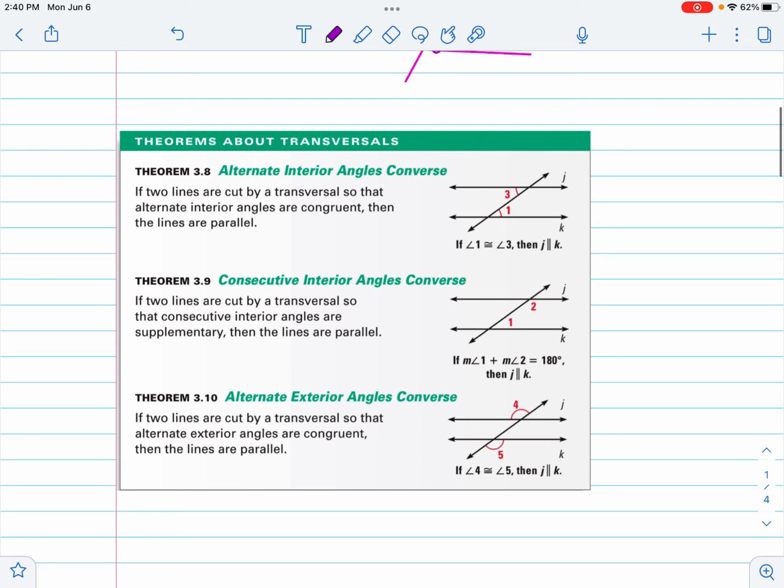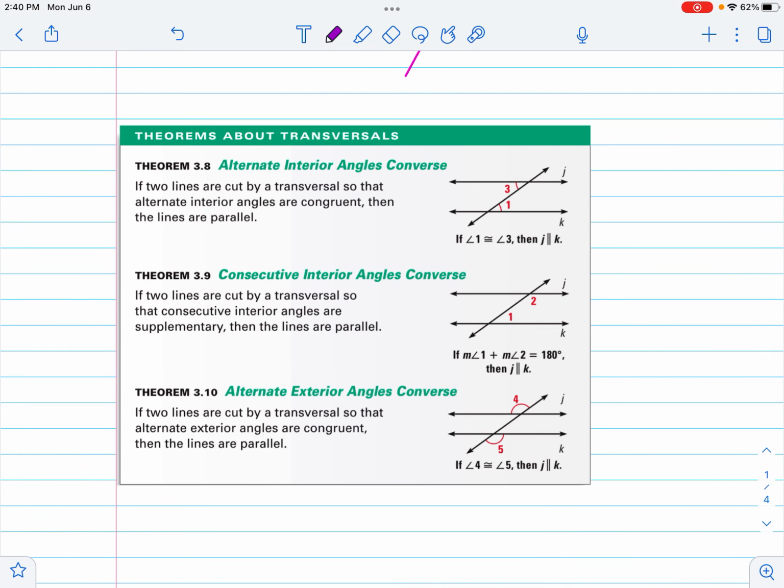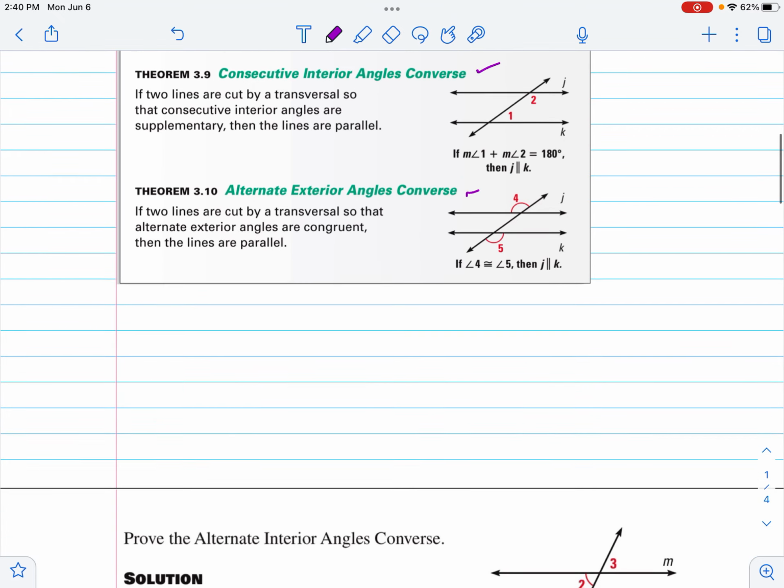Now there are some other theorems here for the converses. Alternate interior angle converse says if two lines are cut by a transversal so that the alternate interior angles are congruent, then the lines are parallel. And you've got several of these. You can read those yourself. So what we're trying to do is show that lines are parallel. Before we were assuming the lines were parallel. Now we're trying to show that they're parallel.